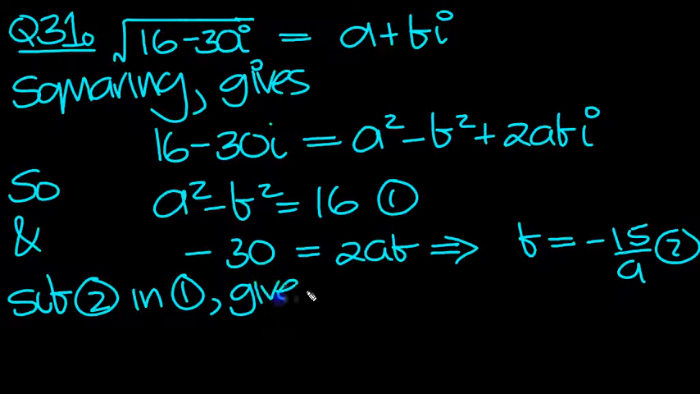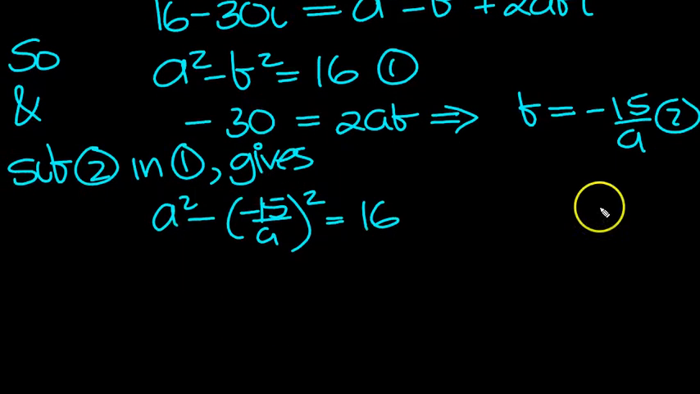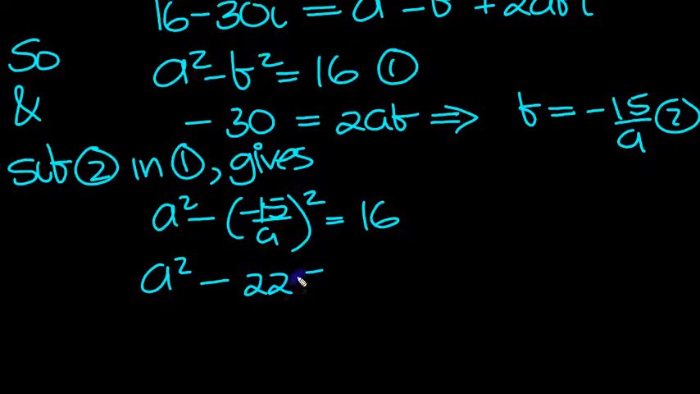Sub 2 into 1 then. So let's see what we get. We get a squared minus b squared, which is minus 15 over a, all squared, equals 16. Good. So let's just square all this. We get a squared minus 225 over a squared, since 15 squared is 225, equals 16. Times through by a squared now, all the way through.